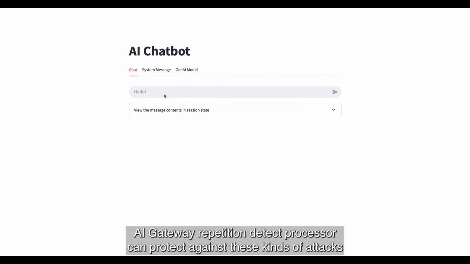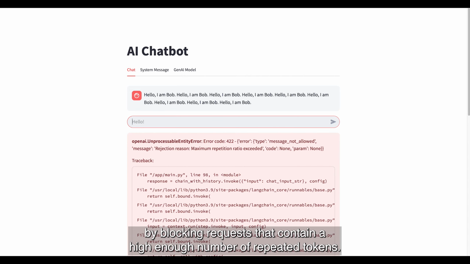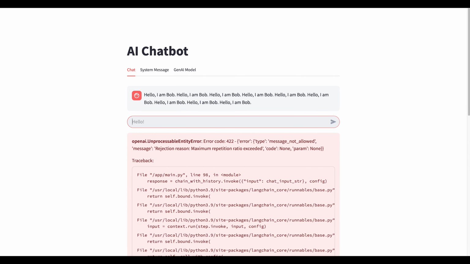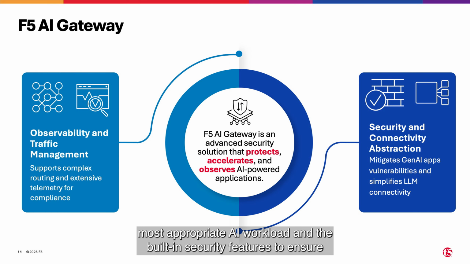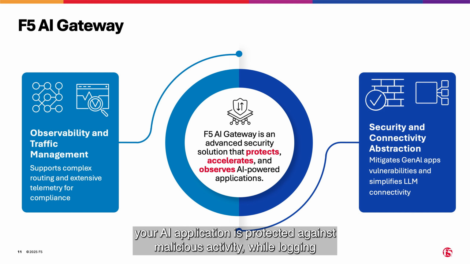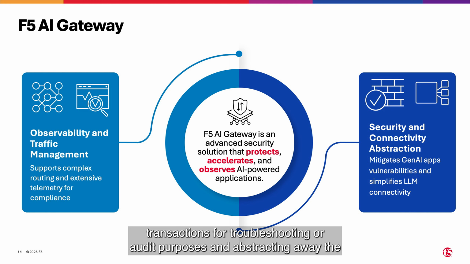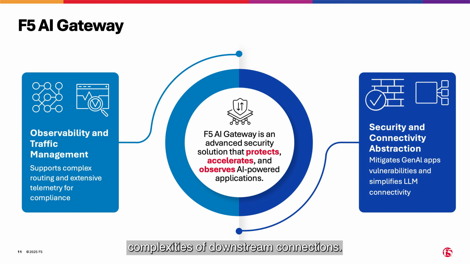AI Gateway Repetition Detect Processor can protect against these kinds of attacks by blocking requests that contain a high enough number of repeated tokens. In summary, F5 AI Gateway supports policies to deliver the prompt to the most appropriate AI workload and the built-in security features to ensure your AI application is protected against malicious activity while logging transactions for troubleshooting or audit purposes and abstracting away the complexities of downstream connections.